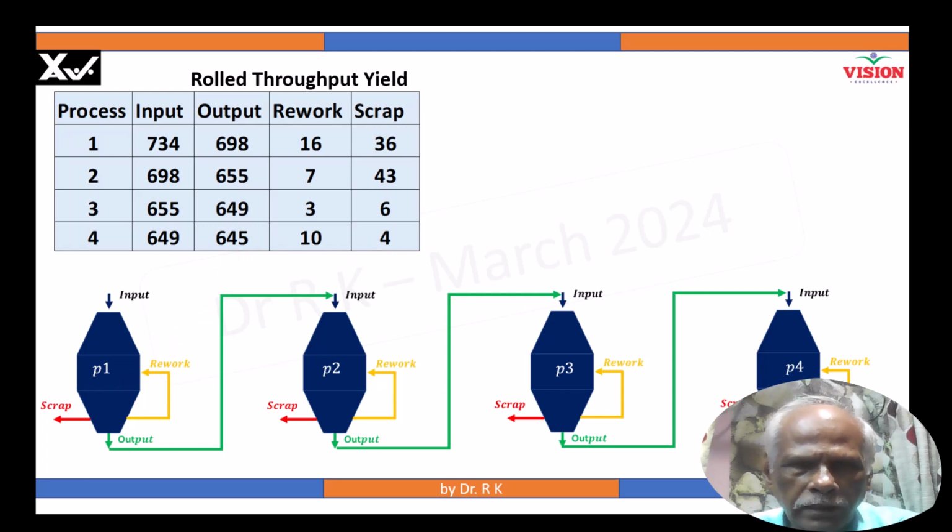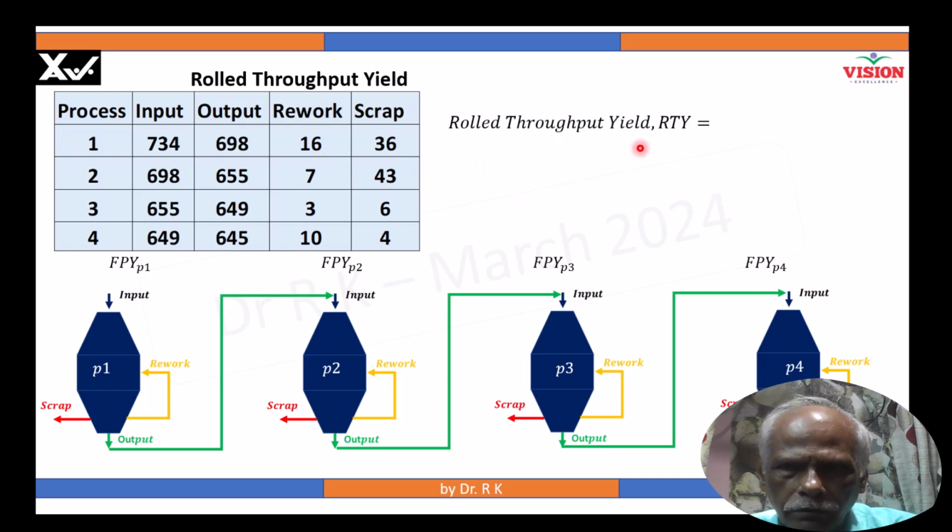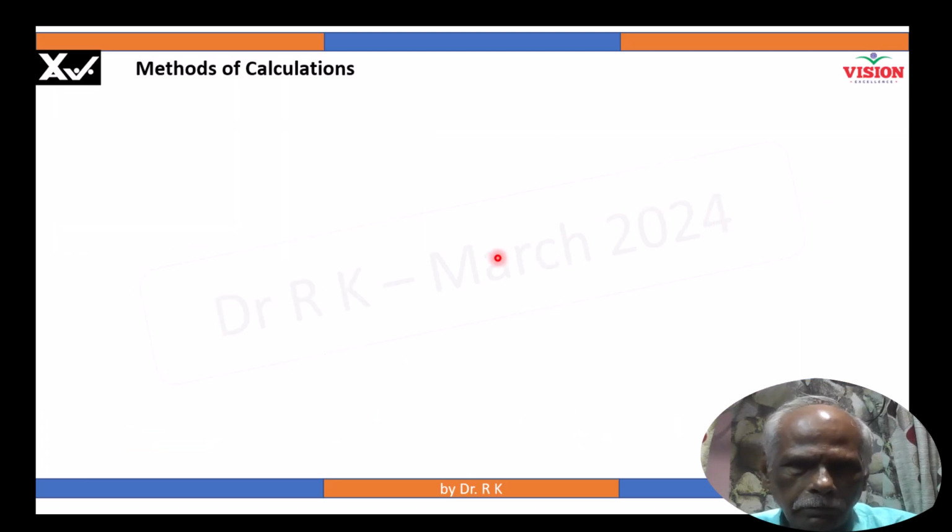So we have the 4 processes here. We know how to calculate this first pass yield for all these processes by the method that I have told you, and multiply all these 4 and you will get 0.839. 83.9 is the answer.